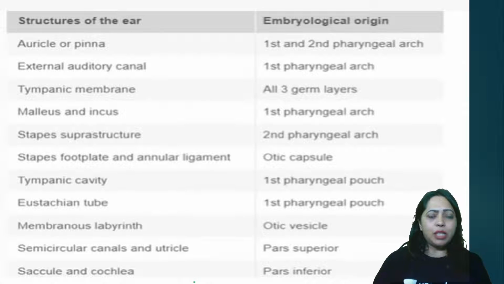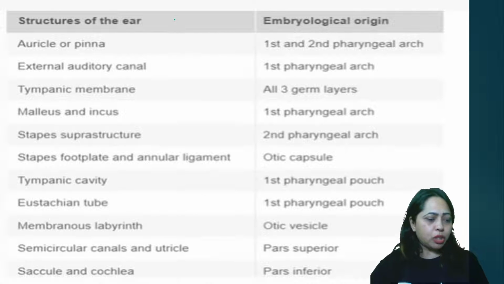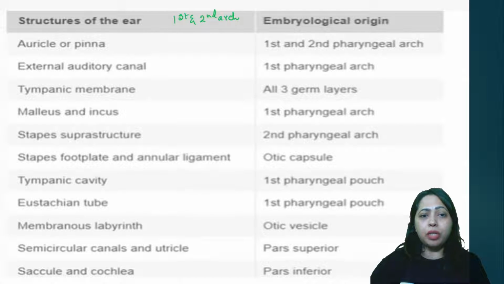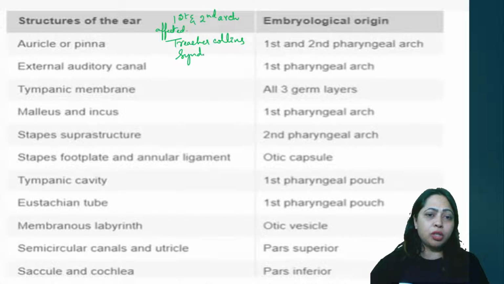All right, so let's go to some of the structures that are derived, of the ear. Now we'll talk about various other structures also, but let's just look at only the ear, because this one is very important. And the first and the second arch, most of the structures are affected in which syndrome? It is affected in a syndrome called Treacher-Collins syndrome.